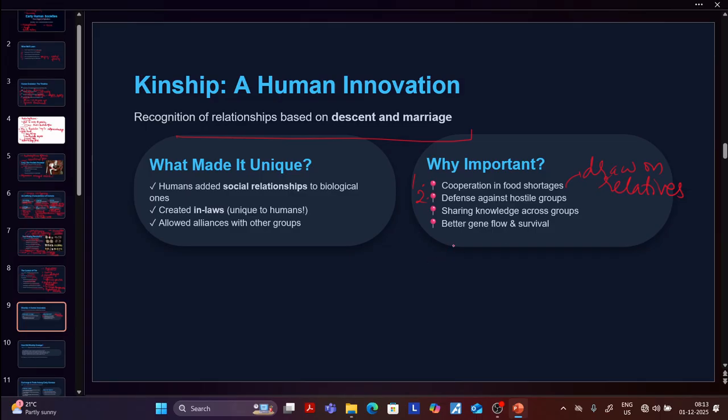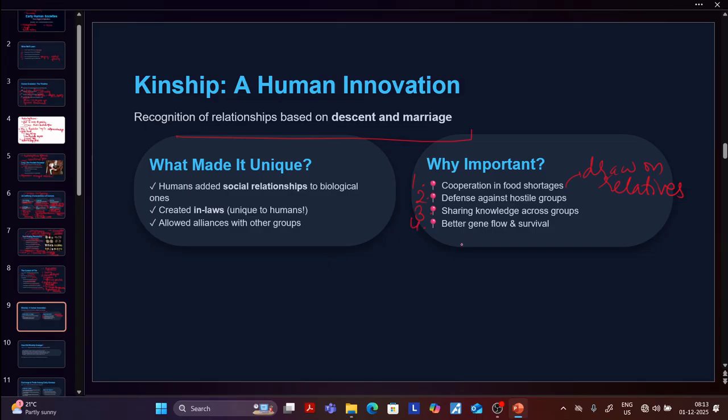Third, sharing knowledge across groups. When people move between groups through marriage, they carry knowledge with them. Techniques for tool making, knowledge of resources, spiritual practices spread through kinship networks.